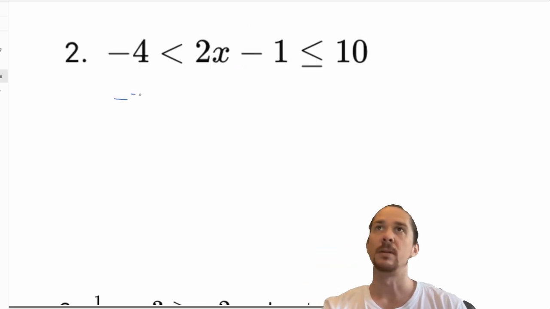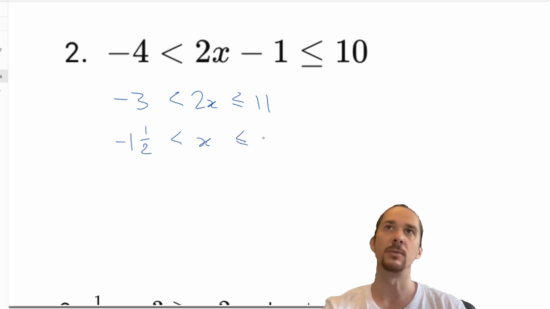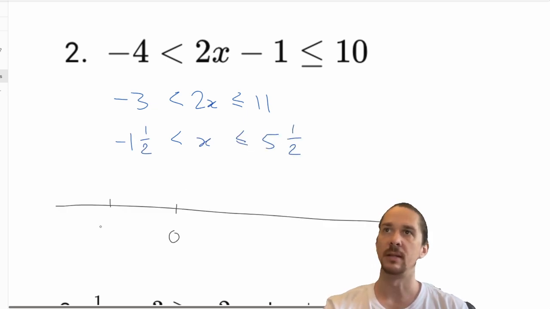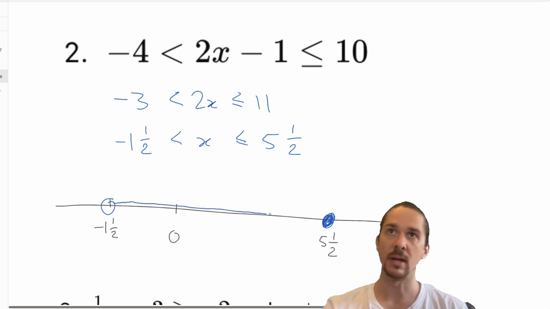I'm going to start by adding 1, so that becomes negative 3 is less than 2x is less than or equal to 11. And I'm going to divide by 2, so negative 1.5 is less than x is less than or equal to 5.5. Chuck 0 there, let's say that's minus 1.5, and then over here this can be 5.5. This one is strictly greater than, this one is less than or equal to, and then we just show that our solutions are somewhere in the space here.